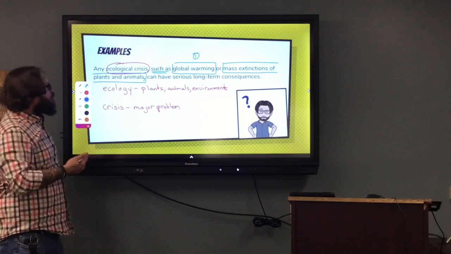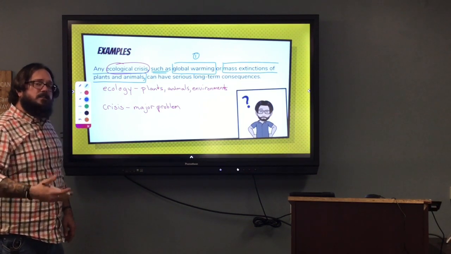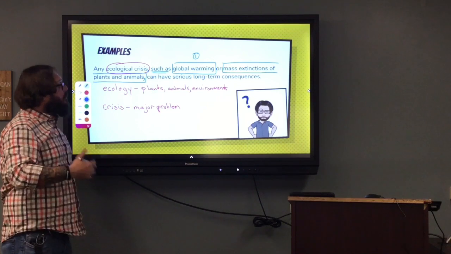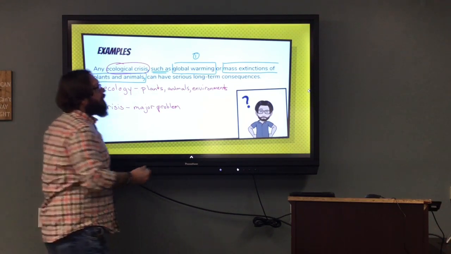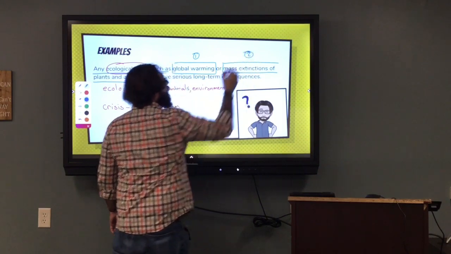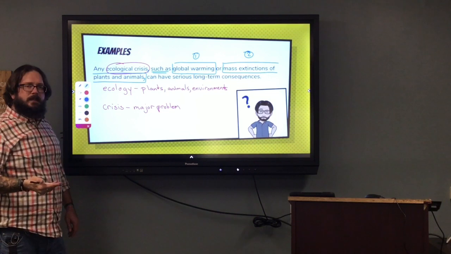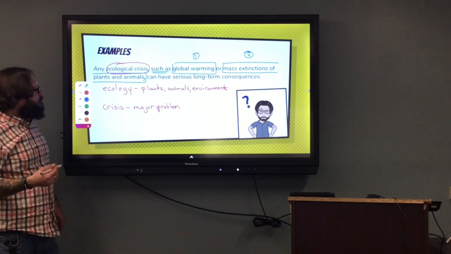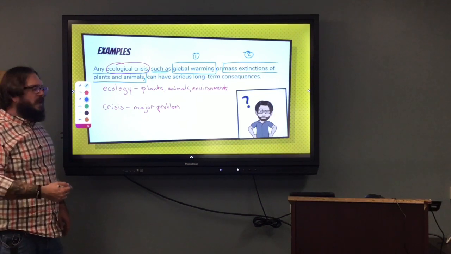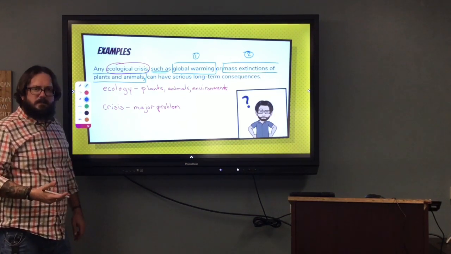So our clues to help us understand what an ecological crisis is are stated directly by the author, giving us the example of global warming and mass extinctions of plants and animals. So an ecological crisis is a major problem that affects plants, animals, and their environments.